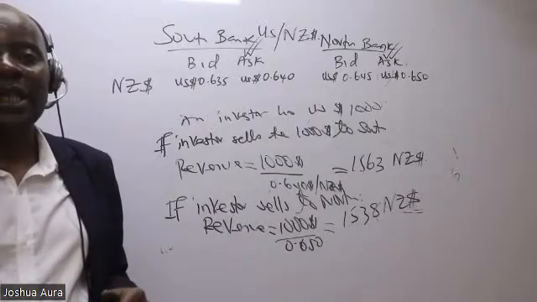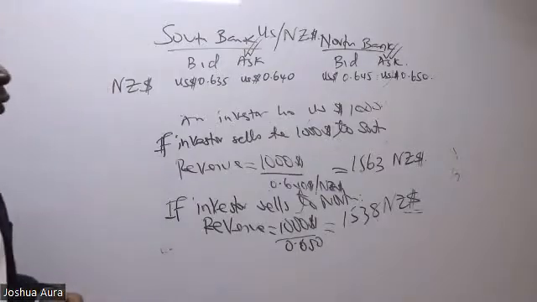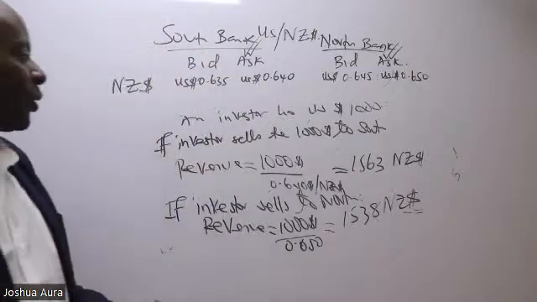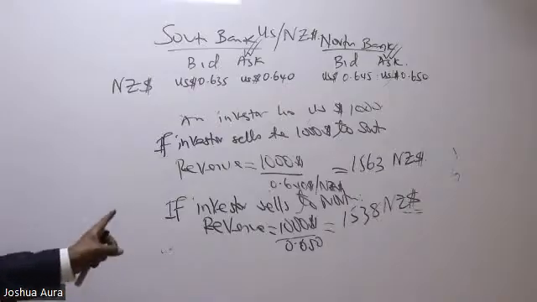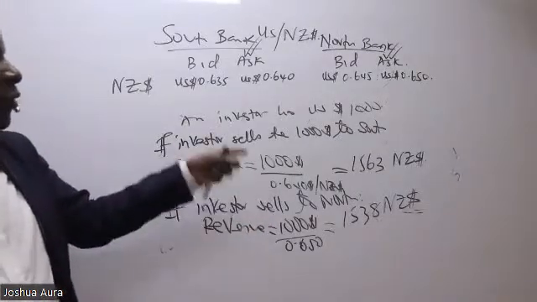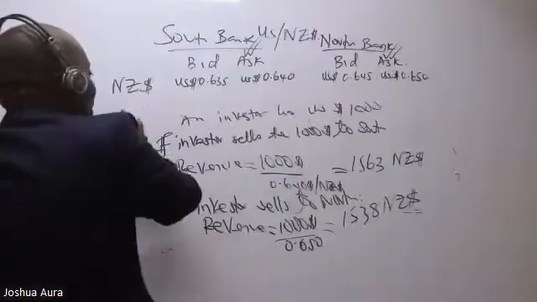So the conclusion is that the investor will sell the $1,000 to Southern Bank. Great. So in this case here, we are in agreement that if we sell to Southern Bank, we are going to get 1563 New Zealand dollars. Thank you so much. So I'll come and wrap this.